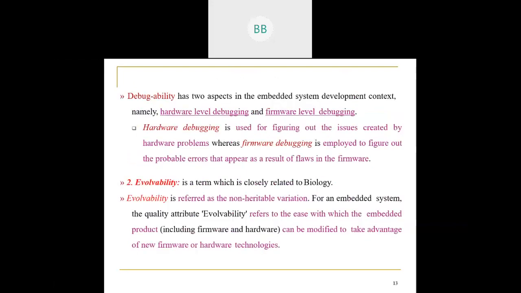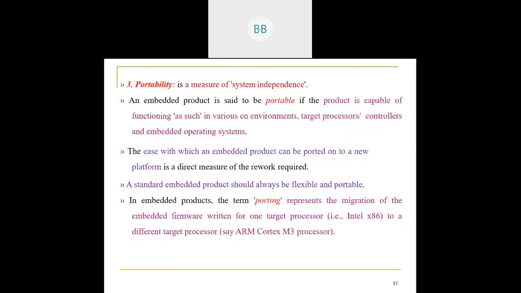The second attribute is evolvability. Your product should be compatible to accept the changes happening in the technological world. To sustain in the market, updating is very much necessary in the product that you have designed and developed. The next type of attribute is portability. Portability can be thought of in two senses.